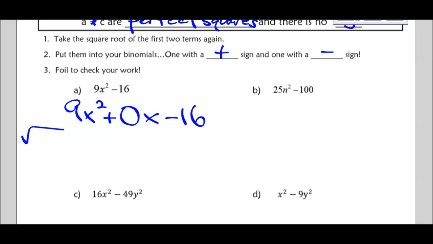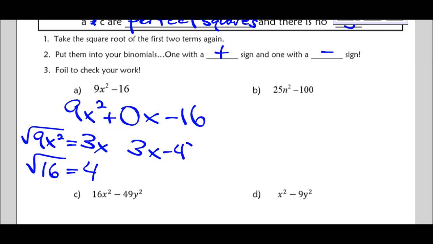What's the square root of 9x squared? 3x. And the square root of a positive 16? 4. Those are the two numbers that are going to be part of the binomial. One of them is going to have a minus sign, one of them is going to have a plus sign.